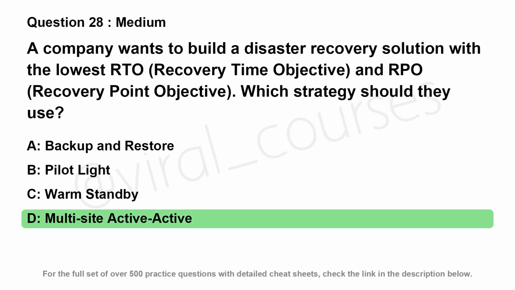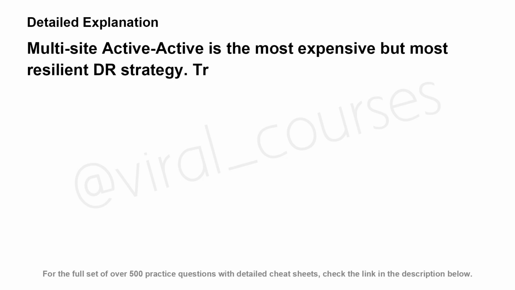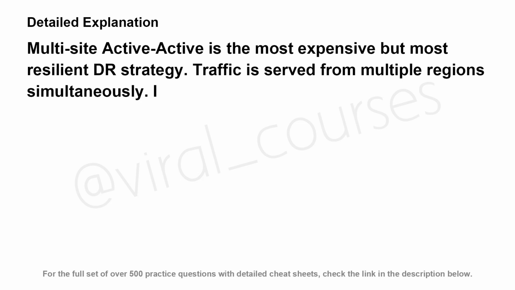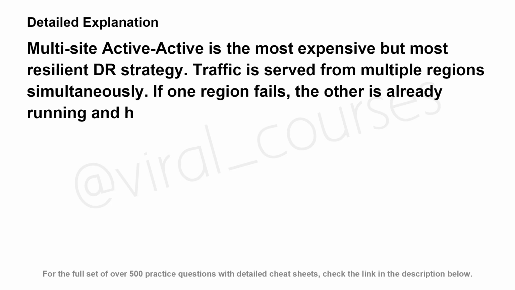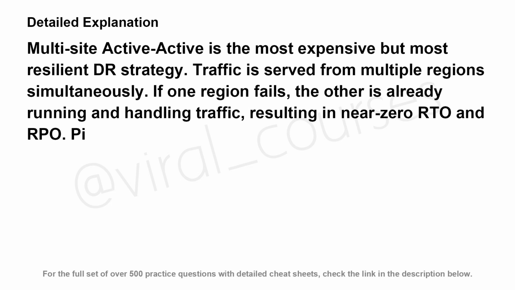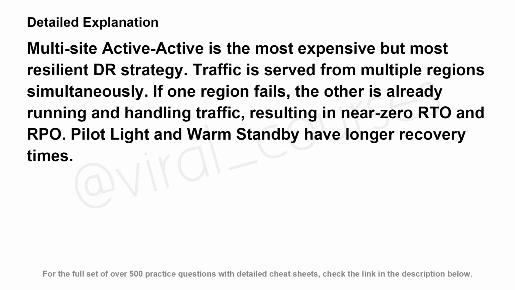The correct answer is D. Multi-site active-active is the most expensive but most resilient DR strategy. Traffic is served from multiple regions simultaneously. If one region fails, the other is already running and handling traffic, resulting in near zero RTO and RPO. Pilot light and warm standby have longer recovery times.